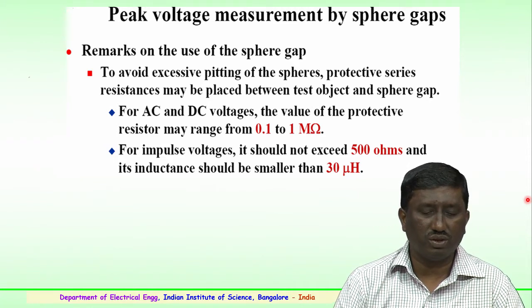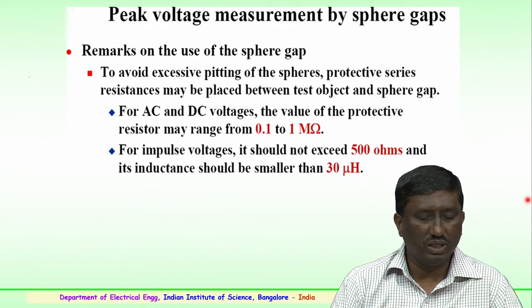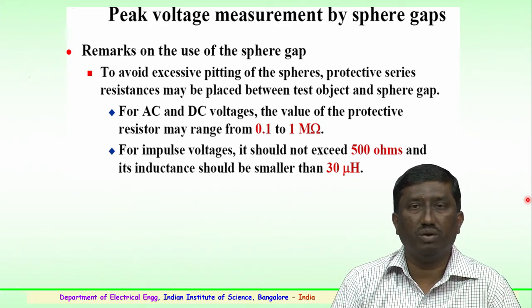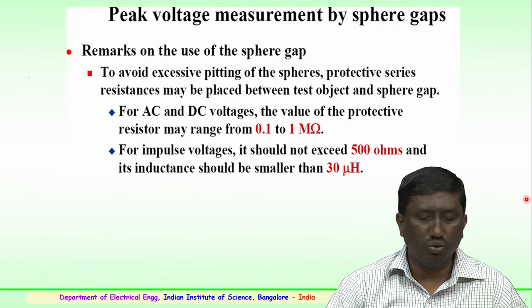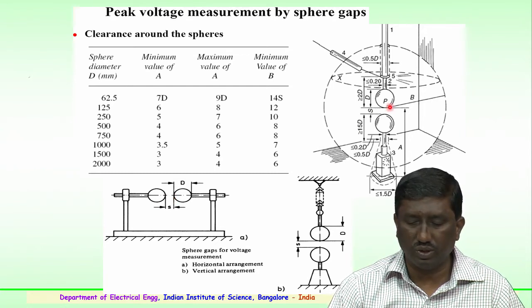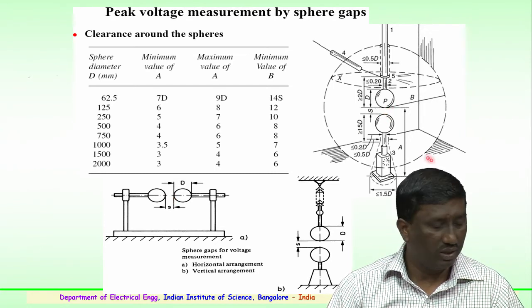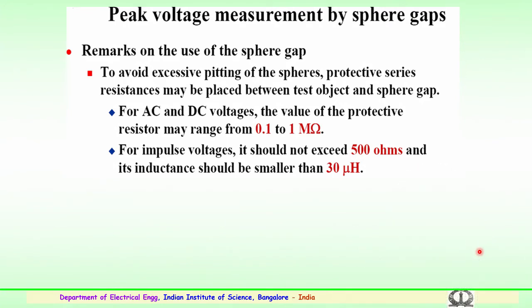A few observations on the use of sphere gap. It is advisable to see that excessive pitting on the spheres is avoided. During continuous breakdown, there could be pitting near the edges on the sphere gap. It could be here or here. These have to be properly checked so that the pitting never appears, because again the values which could be obtained will be different in case the pitting is excessive.